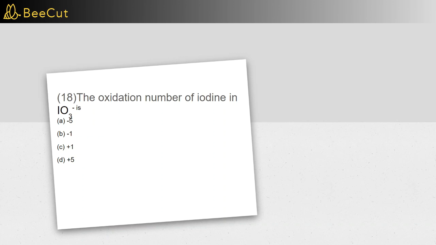X plus -2 multiplied by 3, which is -6, is equal to -1. You make X the subject of the formula. X will now be equal to -1 plus 6. The oxidation number will be +5. That shows the oxidation number is +5, which is option D.